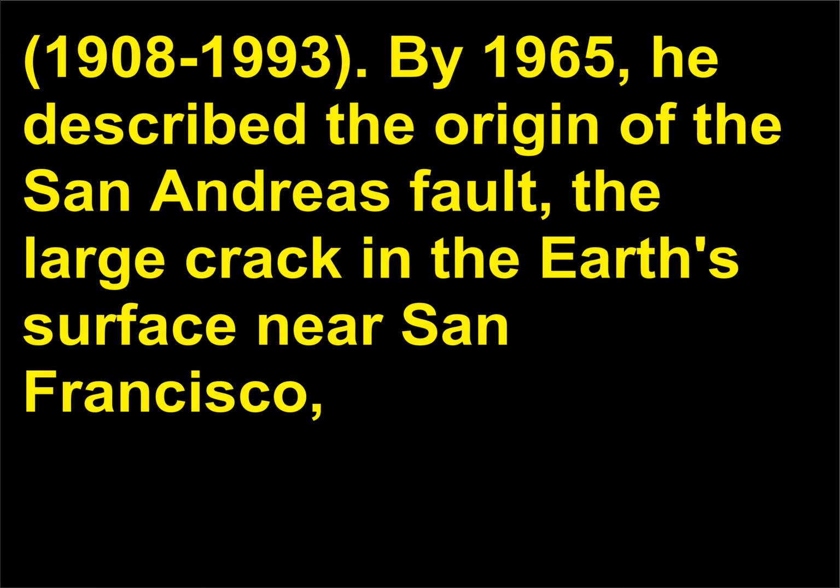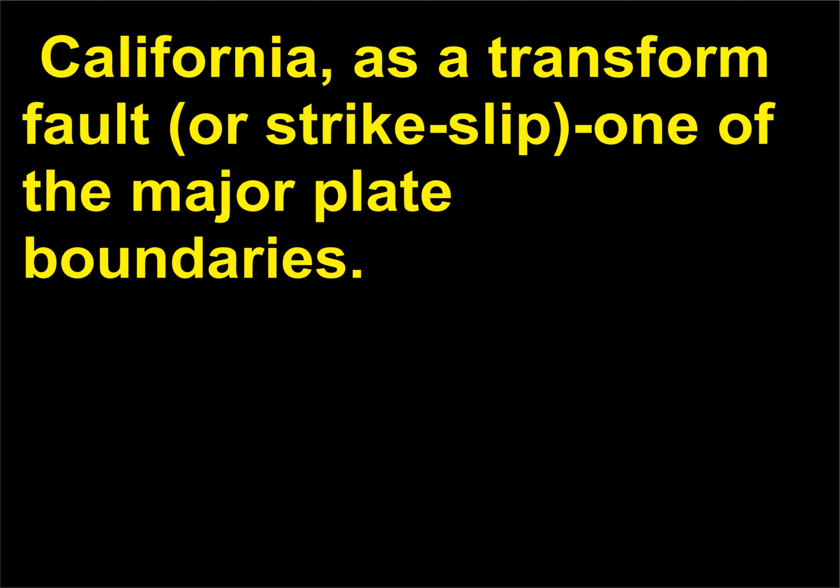1908 to 1993, by 1965, he described the origin of the San Andreas Fault, the large crack in the Earth's surface near San Francisco, California, as a transform fault, or strike slip, one of the major plate boundaries.